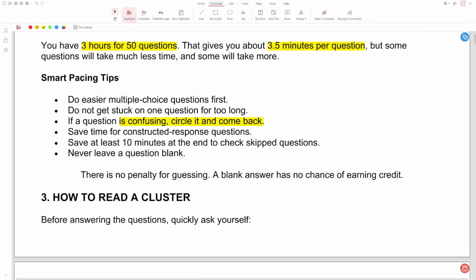Save time for constructed response questions, and try to save a little bit of time at the end to check over your skipped questions or just check over any that you might have starred. And don't leave a question blank. There's no penalty for guessing. A blank answer has no chance of earning credit, so you might as well write something.